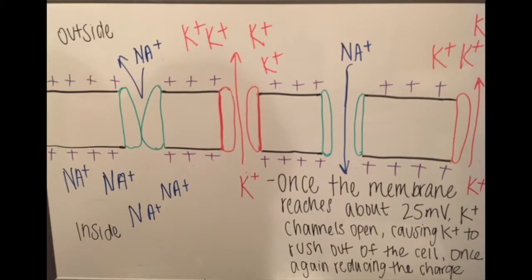The rising phase of an action potential ends when the membrane charge reaches about 25 millivolts. At this time, potassium channels open, causing potassium to rush out of the cell in an attempt to equalize the charge. This causes the membrane charge to reduce once again as the positively charged potassium ions move out of the cell. This phase is also known as repolarization because it restores the polarization of the membrane.